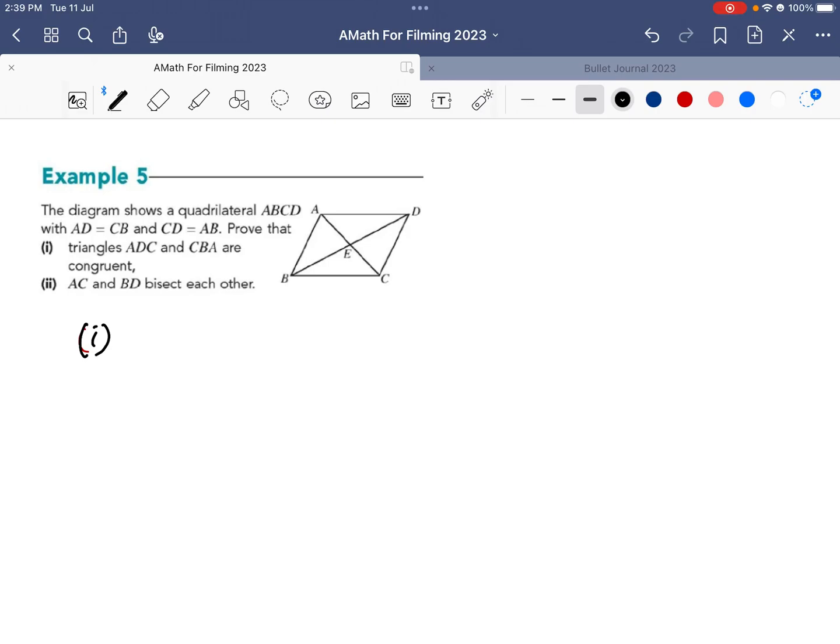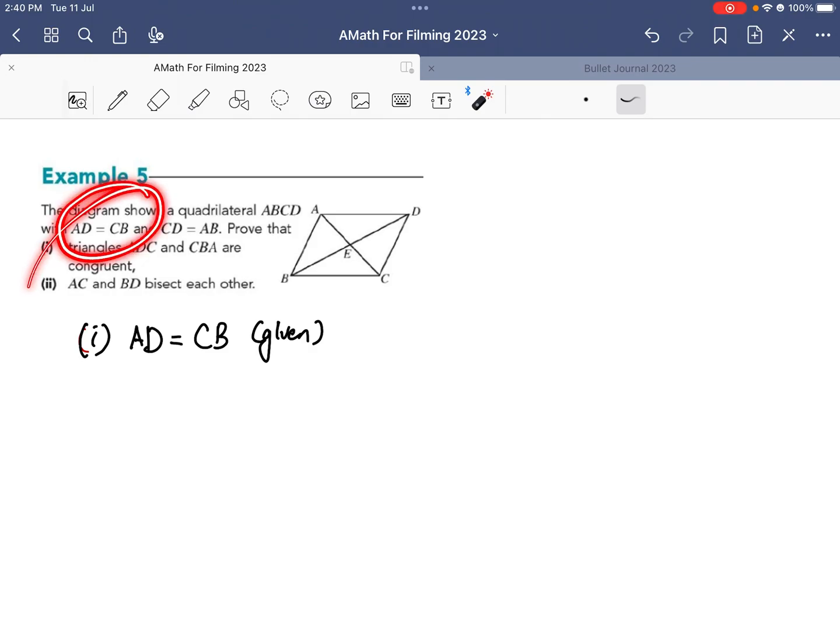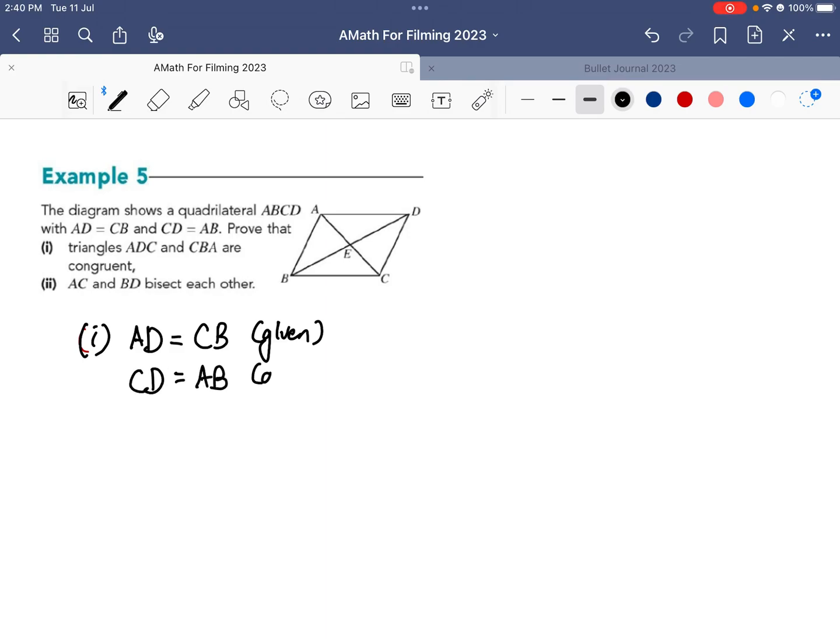So now let's try triangle ADC and triangle CBA. First and foremost, I will write down that AD is equal to CB. Why is that so? This is given. Where is it given? It is given right here. Similarly, we also know that CD is equal to AB. Same thing, it is given to us.